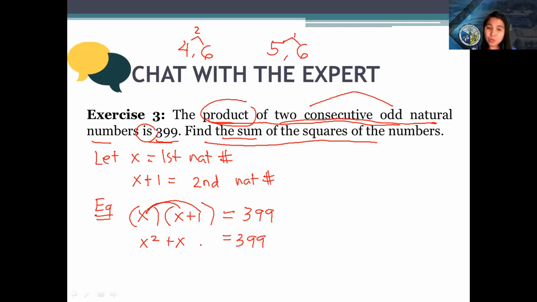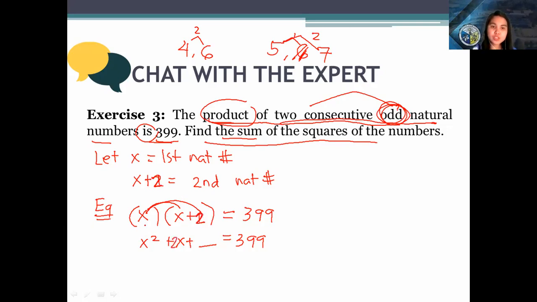Next, let us complete the square. So we'll divide it by 2. 1 divided by 2 is 1/2. Then we square it. The answer is 1/4. Sorry, I think there is an error in my problem. This should be 2 consecutive odd. So if the first one is 5, the next one is 7. So our gap is 2. So the second one is x plus 2, not x plus 1.